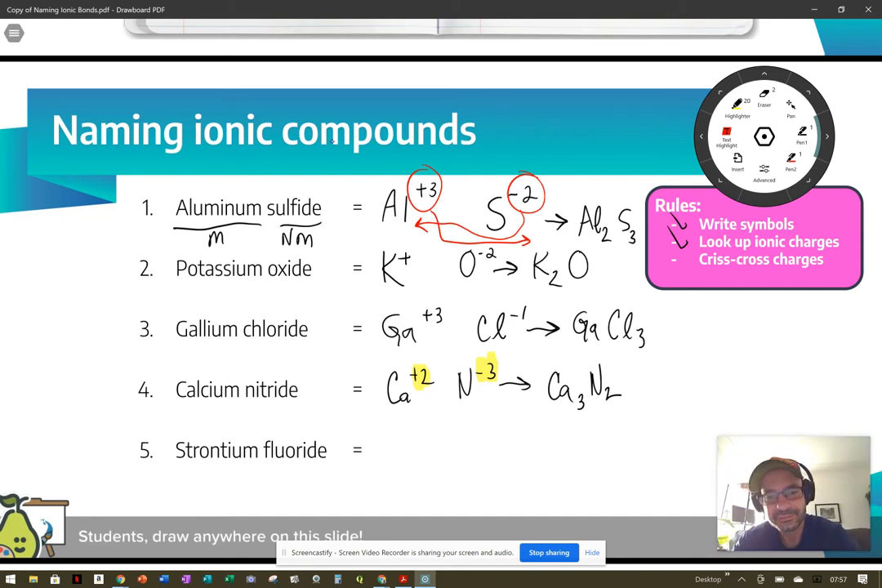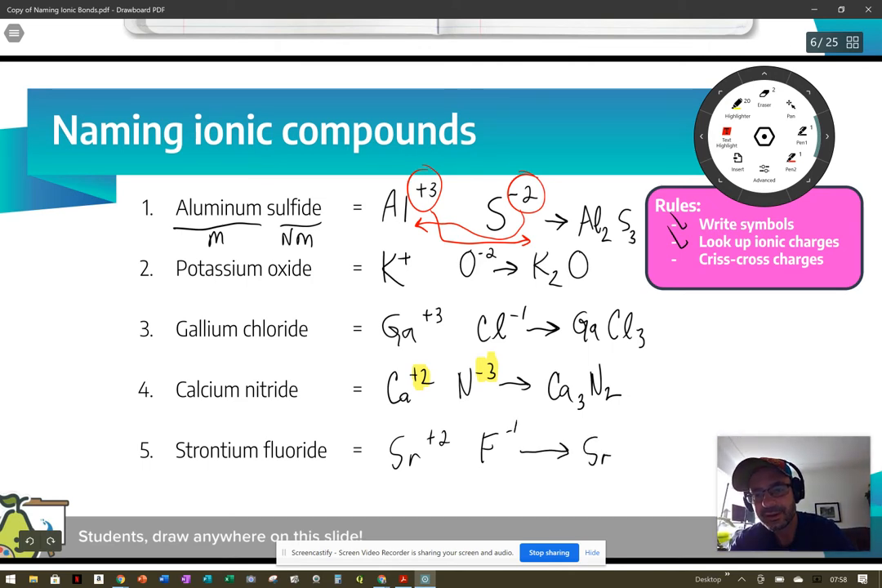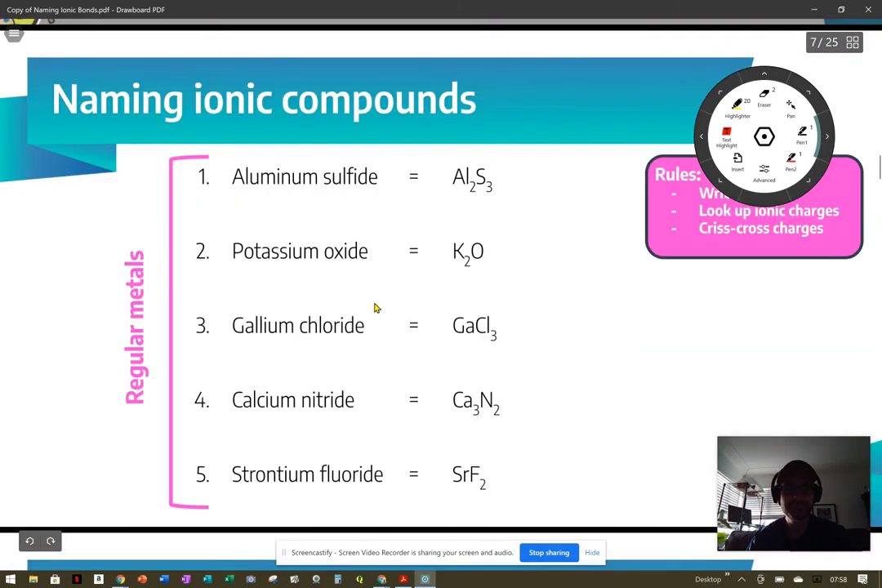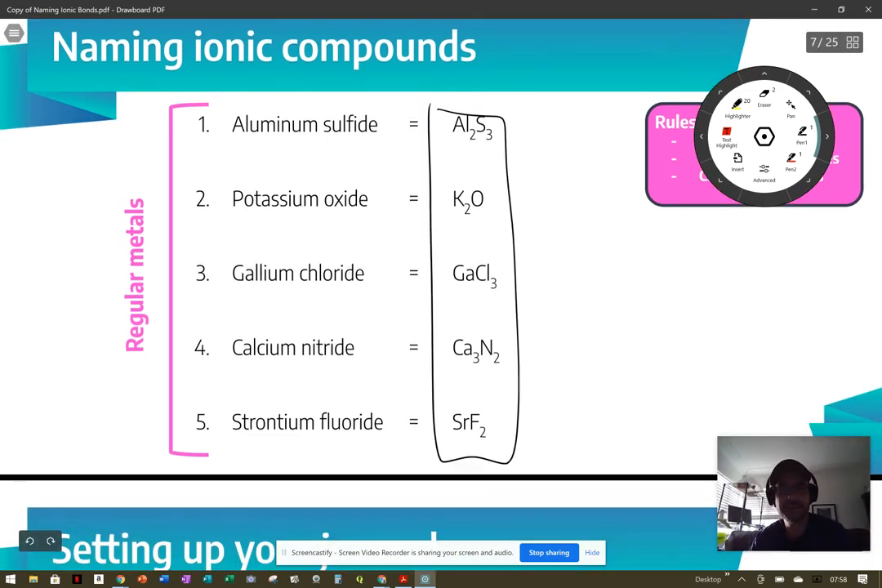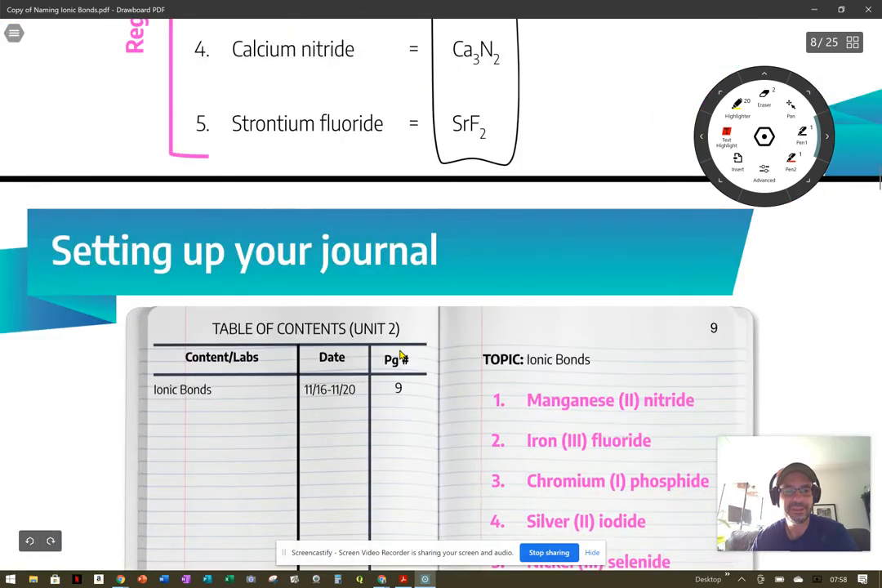And finally, strontium fluoride. Strontium is a +2. Fluoride is a -1. Crisscross them. SrF2. Essentially, all we're doing is just balancing the charges so that the total charge on the molecule will be 0. So I've also got the answers on the next slide for you. This just should let you check your stuff.